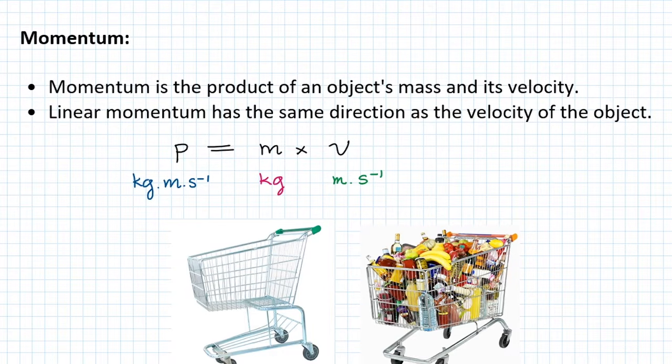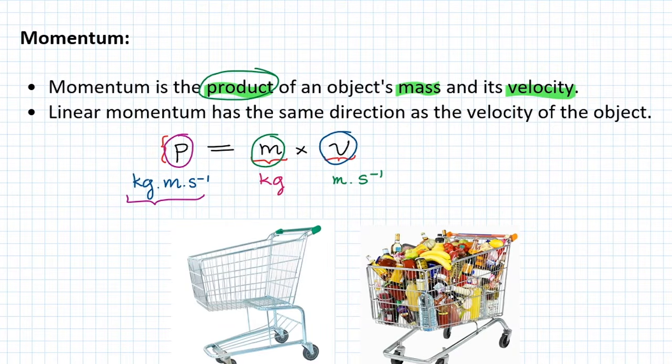We say that momentum is the product of an object's mass and its velocity. In symbol form we have that P is equal to m multiplied by v. P is the symbol that we give to momentum, and momentum is measured in kilograms per meter per second. I'm sure that you all know that m stands for mass, and since momentum is the product of an object's mass and its velocity, we multiply the mass by velocity, which is given the symbol v.